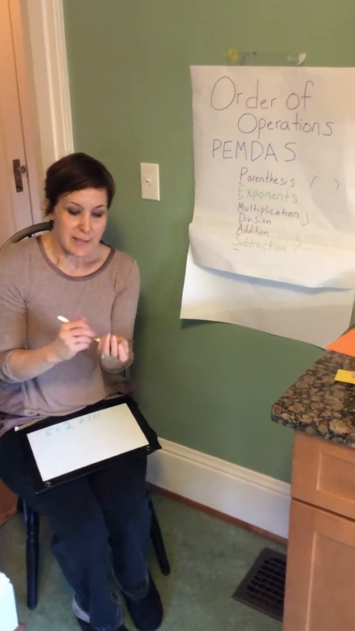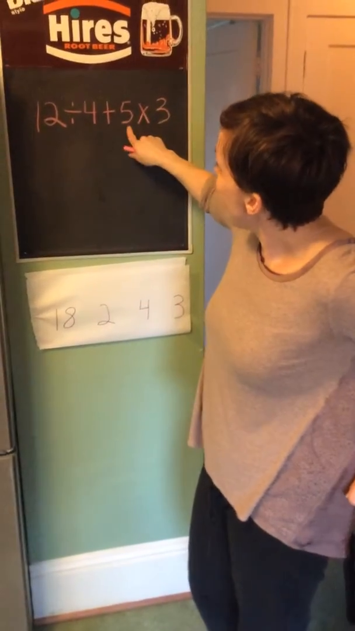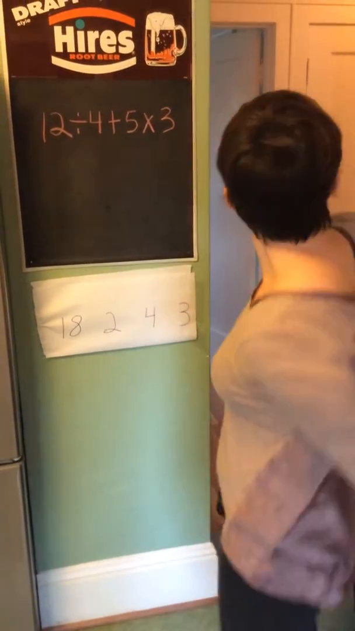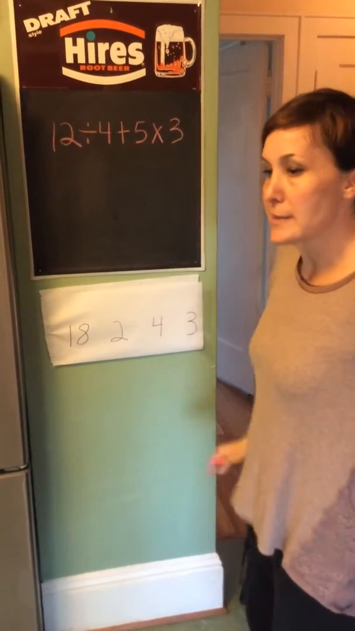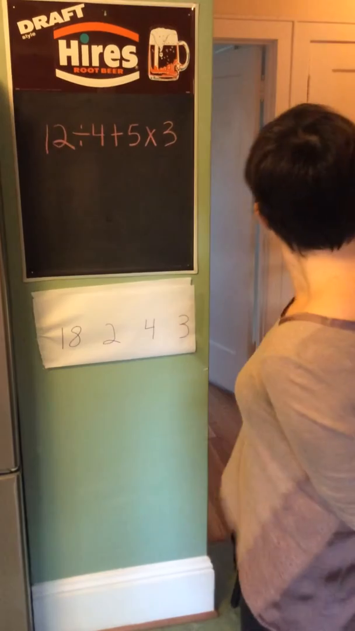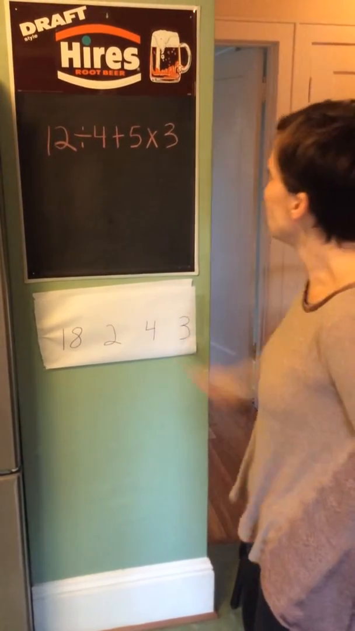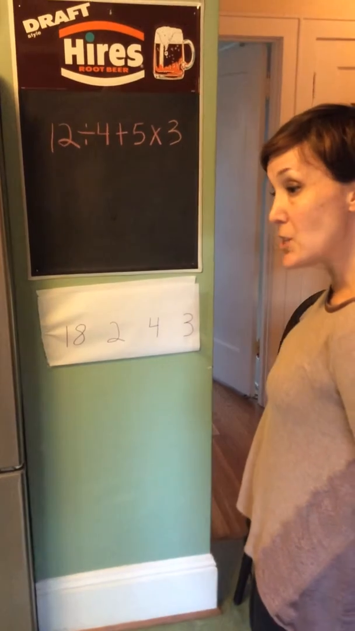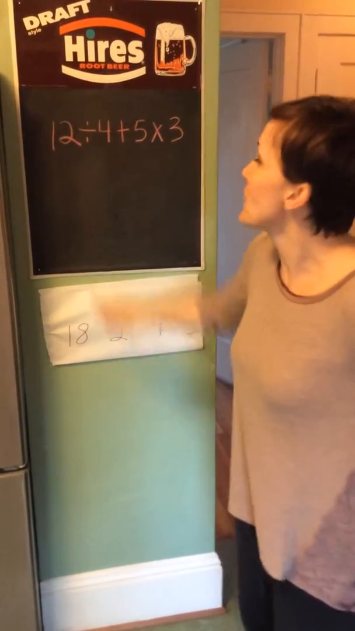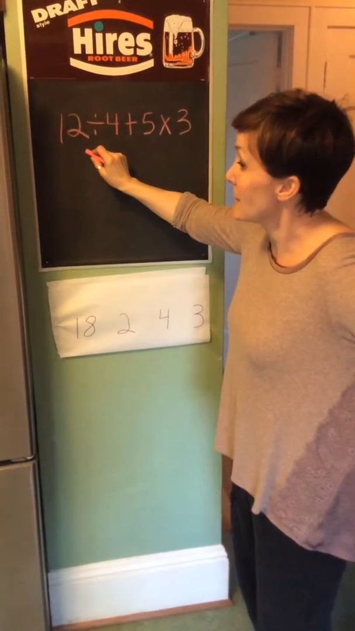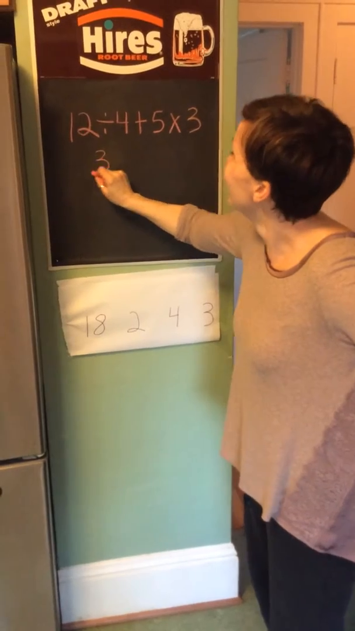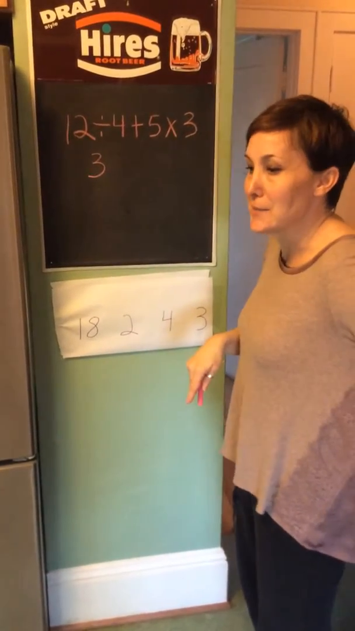So let's try a few of these. Here we have 12 divided by 4 plus 5 times 3. So our PEMDAS tells us we don't have any parentheses. We don't have any exponents here. Do we have any multiplication? Yeah, we have one down here. Do we have a division? We do, and it actually comes first. So we're going to do 12 divided by 4, and we get 3. 12 divided by 4 is 3.